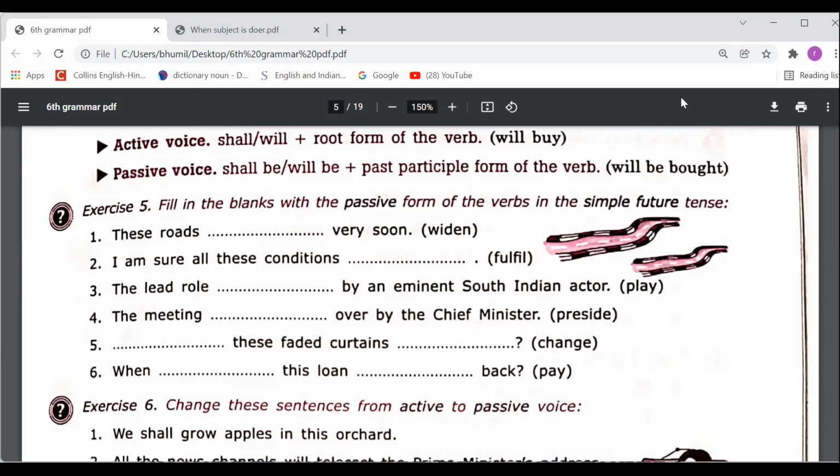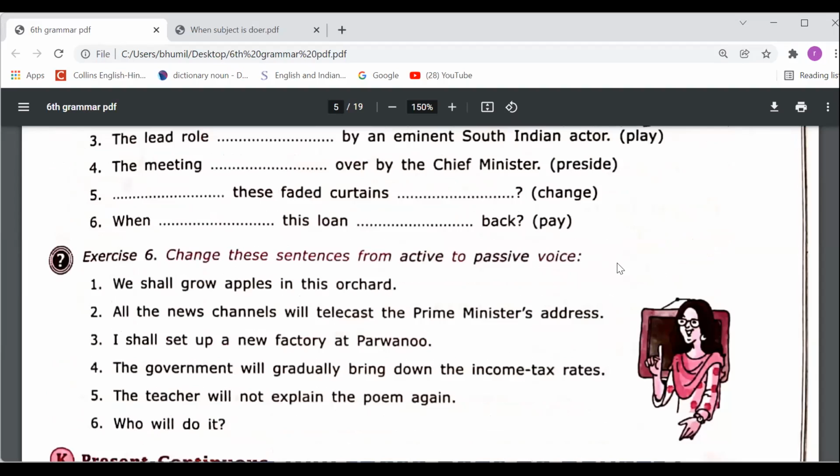And now come to exercise number six. Change these sentences from active to passive voice. Our sentence is: we shall grow apples in this orchard. The sentence has been written in the simple future tense, so we have to change it. Now let's find the object. The object is apples. So we need to write this sentence: apples will be grown in this orchard by us.